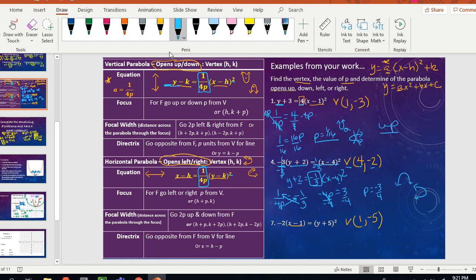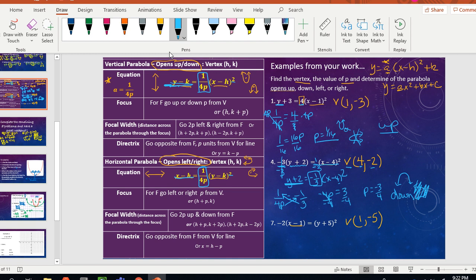All right, so I'm going to go back and I've got to decide. This is a y first, y plus 2, y's to the first power. This x is to the first power. This y is to the first power. So it's going to open up or down. It's not this one. It's going to open down.